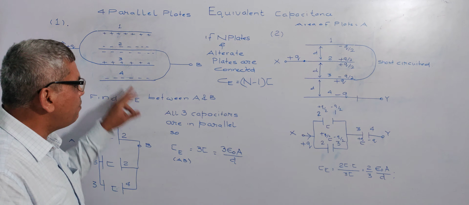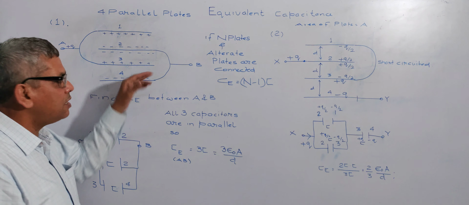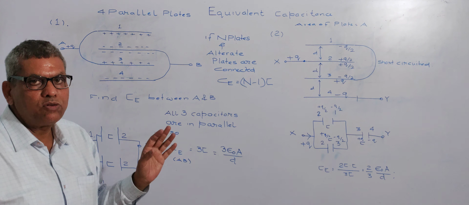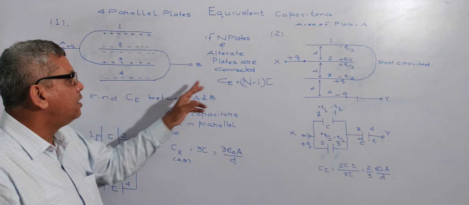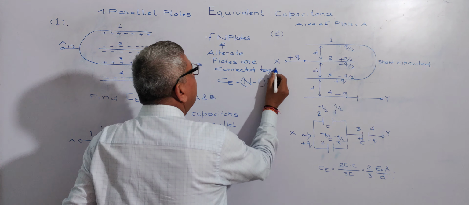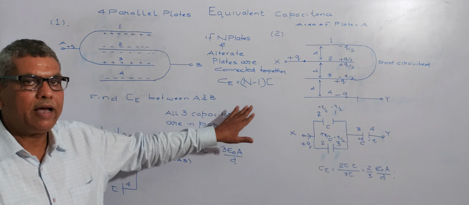Here you will take 4 plates, so we are getting n minus 1 is 3C. If I take 5 plates, alternate plates are connected, then C will be 5 minus 1, 4C. So n plates, alternate plates are connected together, then I can say the equivalent capacitance will be n minus 1 times C.